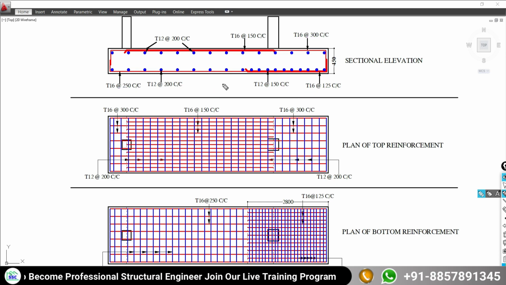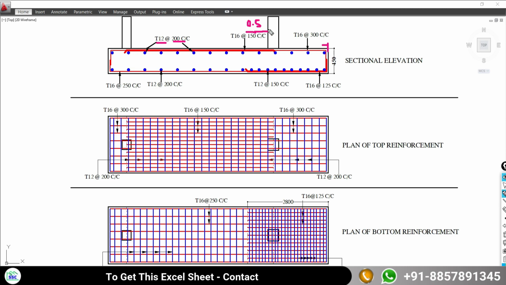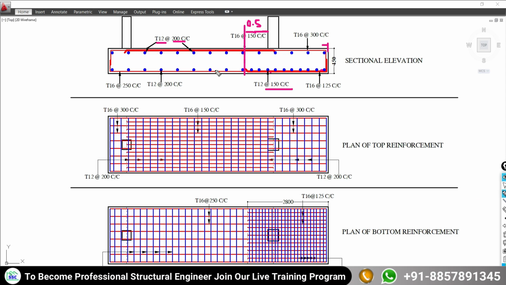And then there will be transverse reinforcement. These blue dots and blue circles are showing the transverse reinforcement. At the top face, the transverse reinforcement will be 12 mm diameter bar at a spacing of 200 mm center to center, and at the bottom face under the column C2, from the edge to a distance of 0.5 meter from the face of your column C2, the transverse reinforcement will be 12 mm diameter bar at a spacing of 150 mm center to center. For the rest of the portion, it will be 12 mm diameter bar at a spacing of 200 mm center to center.